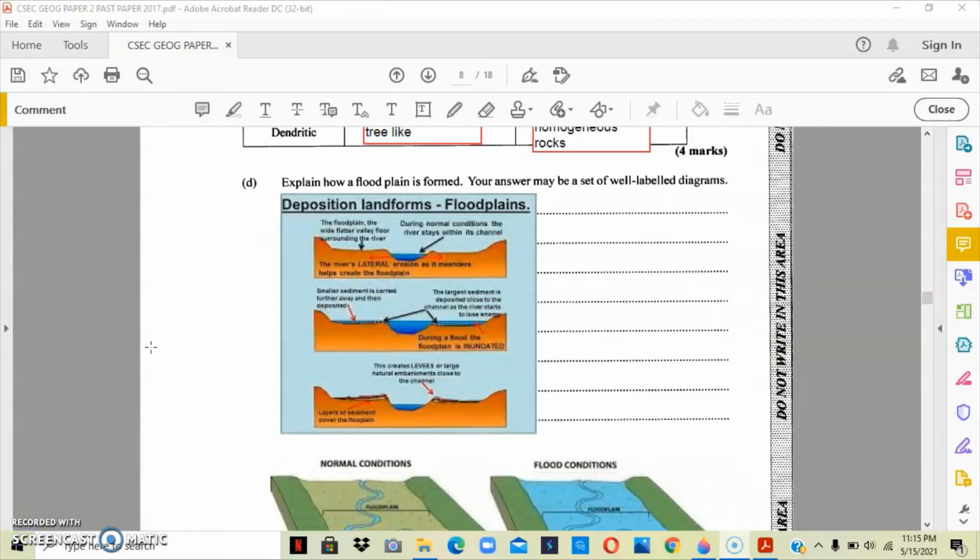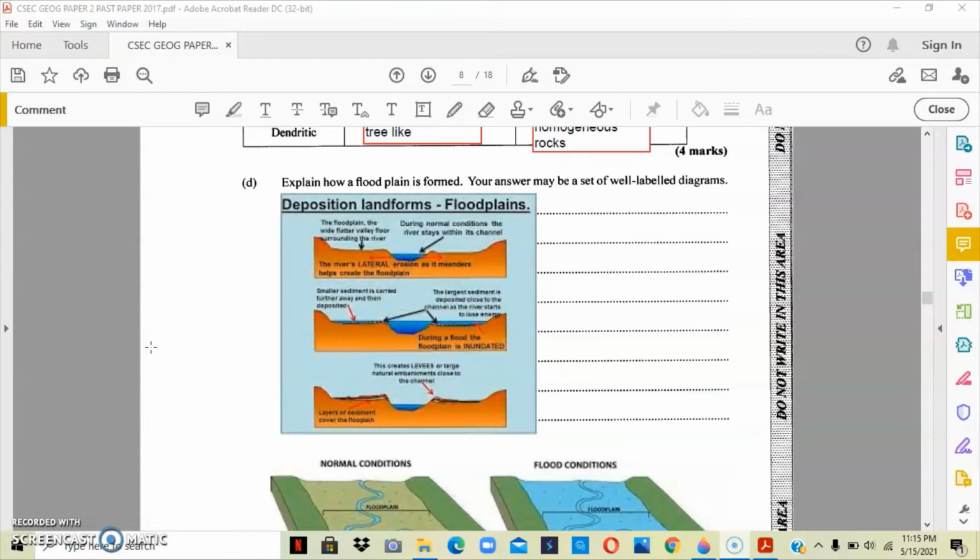Question D asks to explain how floodplains are formed. Now, your answer may be a set of well-labeled diagrams. So CXC would award you the marks if you have a set of well-labeled and well-drawn diagrams.